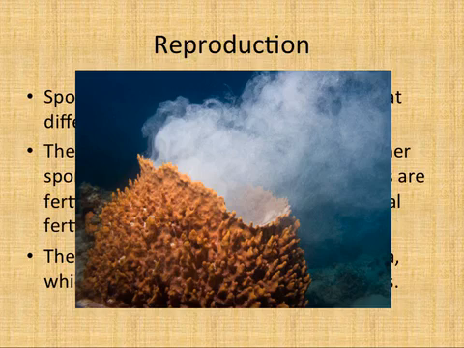This is a picture of a sponge producing sperm. So all of the sperm floats around in the water, and hopefully some of the sperm ends up in another sponge of the same species and fertilizes an egg and will create a new sponge.